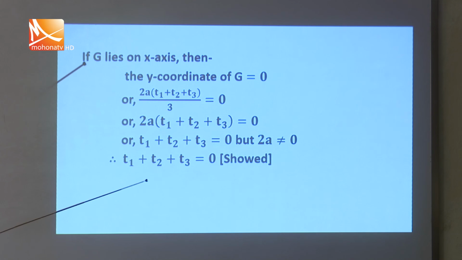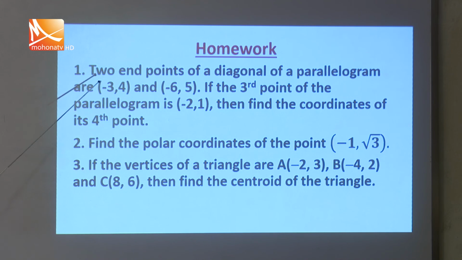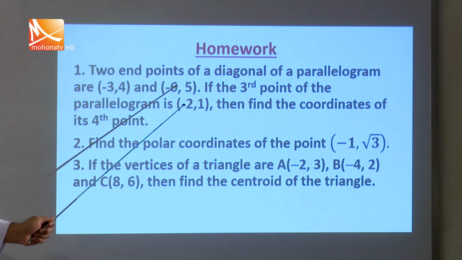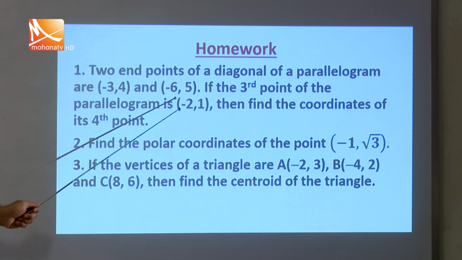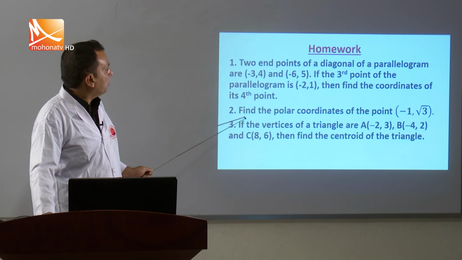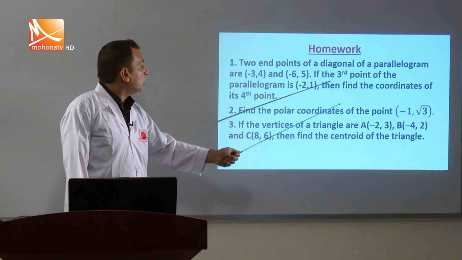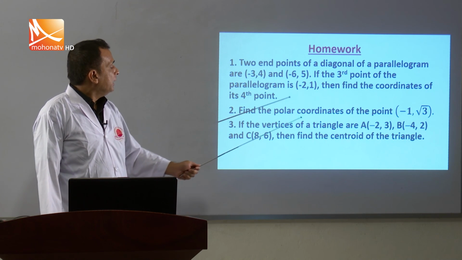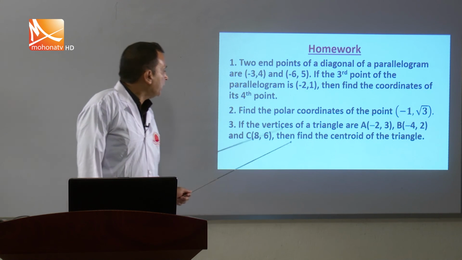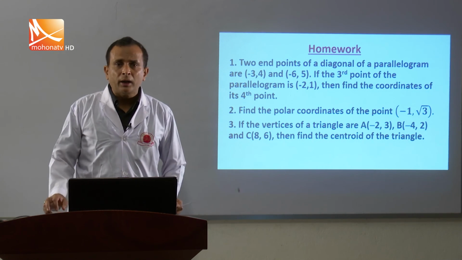You just see that there is homework. Two end points of a diagonal of a parallelogram are (minus 3, 4) and (6, minus 3). If the third point of the parallelogram is (minus 2, 1), then find the coordinates of its fourth point. The second one: find the polar coordinates of the point (minus 1, minus root 3). If the vertices of the triangle are point A and point B, find the centroid of the triangle.